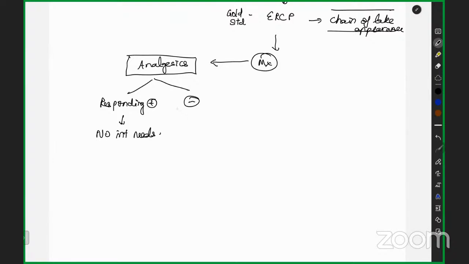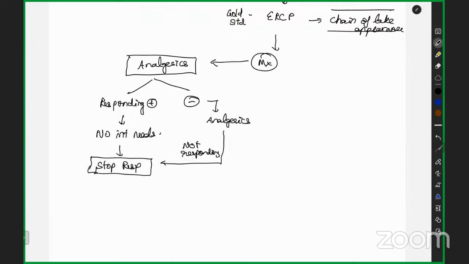If the patient is not responding, I again continue with analgesics until there is a response. If the patient stops responding at one point of time, or if the patient is not responding at all, then you're going to go for surgery. Now you're going to start with surgical intervention.